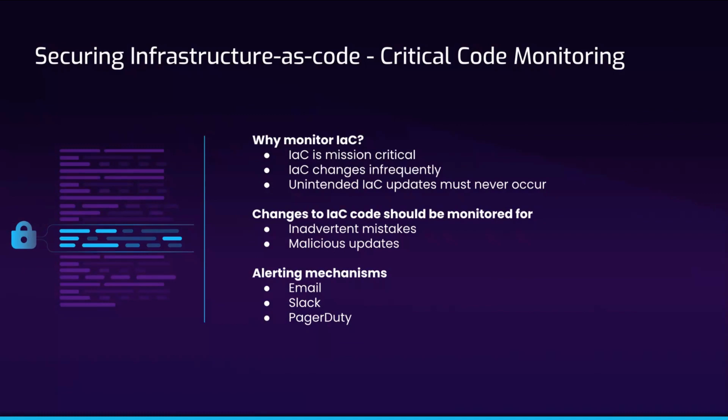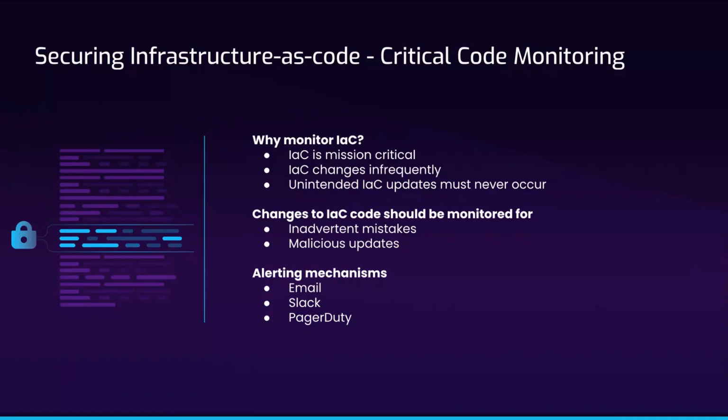Now, securing infrastructure as code is not only about misconfiguration, it's also about monitoring your critical code, your Terraform, your CloudFormation files, or such. So why monitor your infrastructure as code? Because as mentioned earlier, this is a mission critical asset, and you want to make sure that whatever is deployed in your production environment adheres to the security best practices. Because infrastructure as code changes infrequently, and unintended infrastructure updates must essentially never occur.